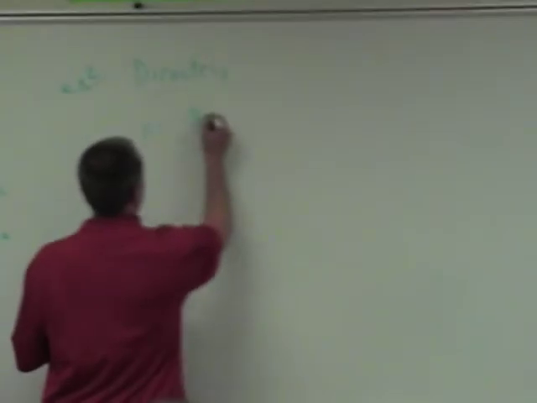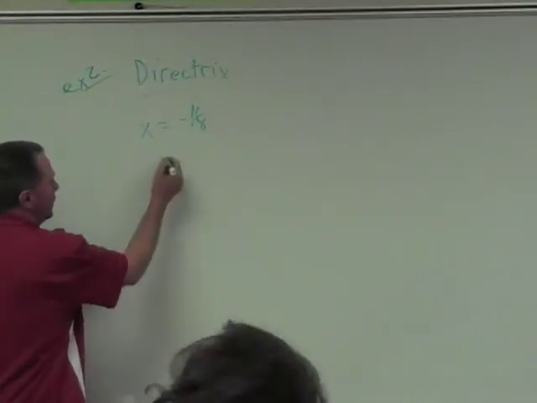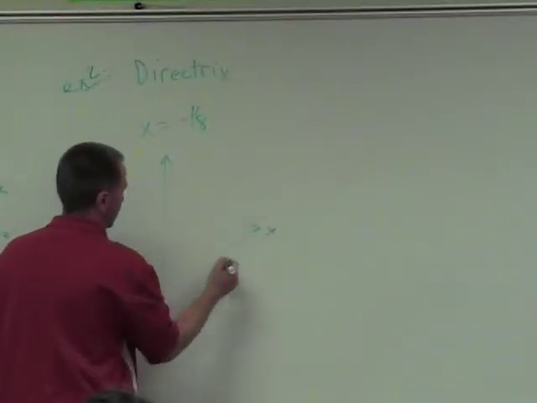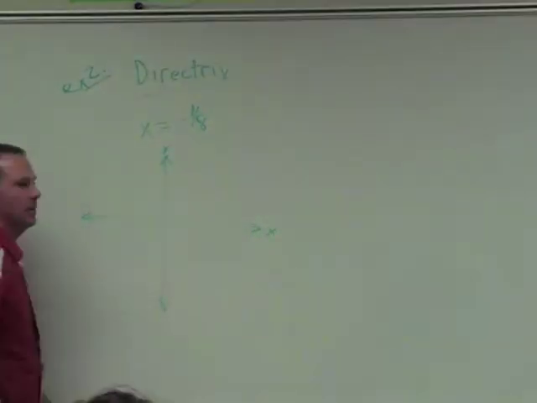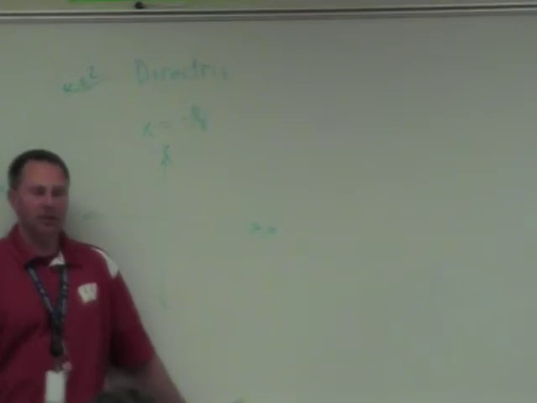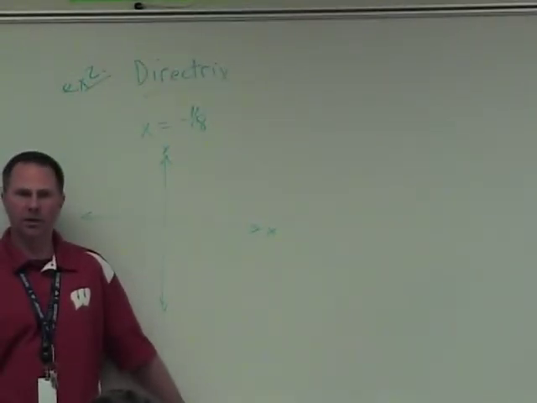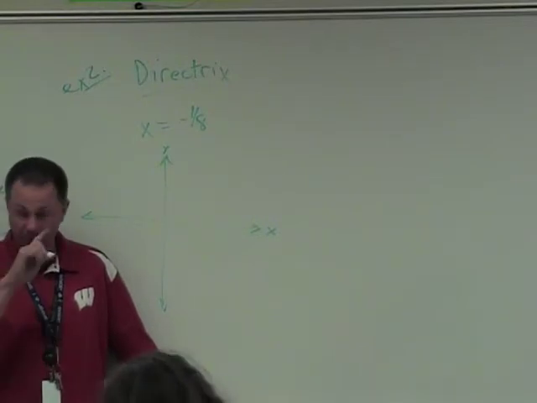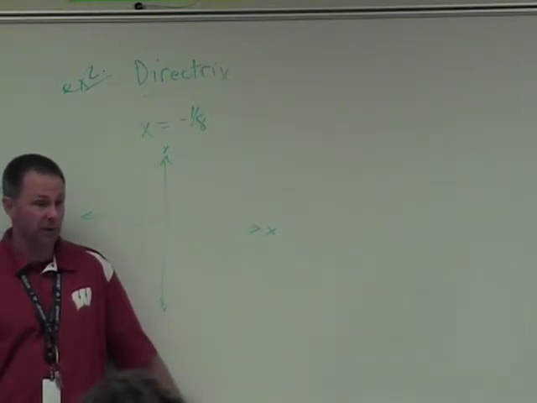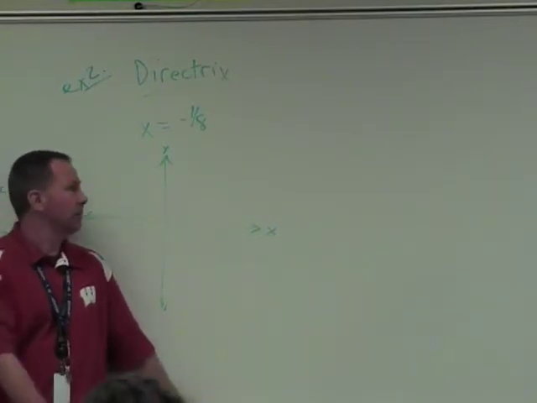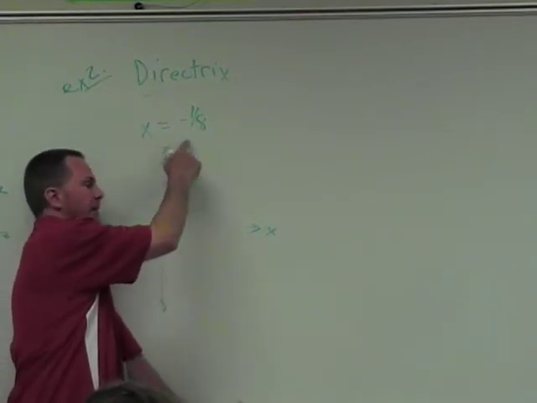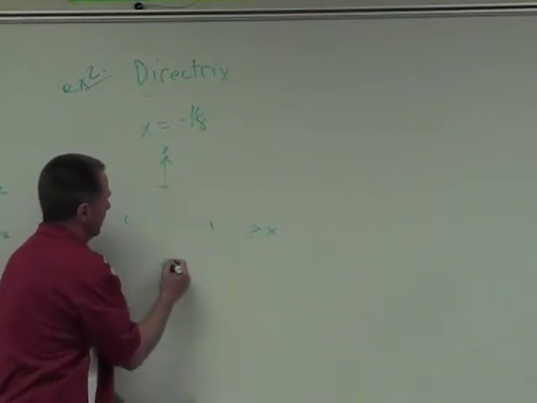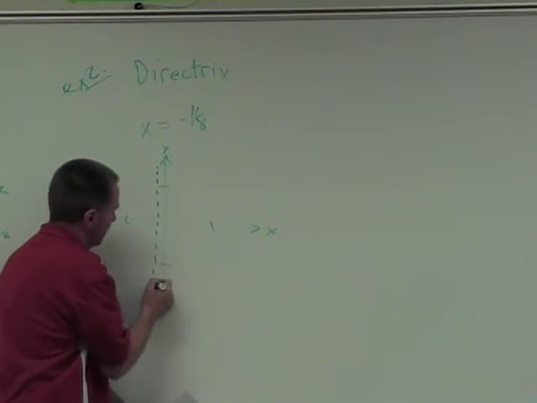Let's start with x equals negative 1/8. If we just draw the directrix, how do I know what that directrix looks like? X equals negative 1/8. How do you draw the directrix? There's a dashed line. Yeah, it's an invisible line. We draw it dashed, a straight line. It's going through the x-axis at negative 1/8. So negative 1/8 is about right here.